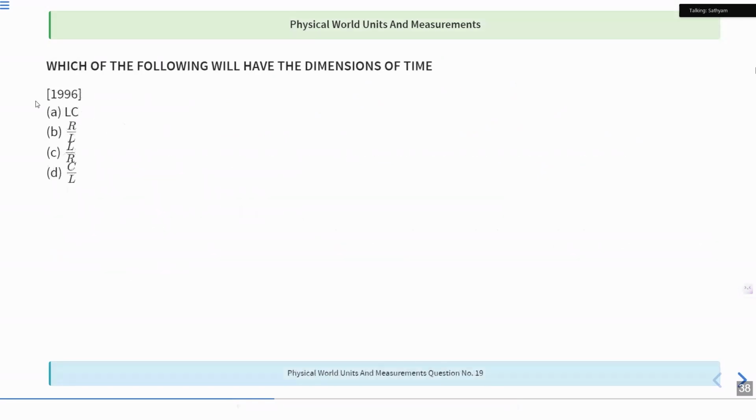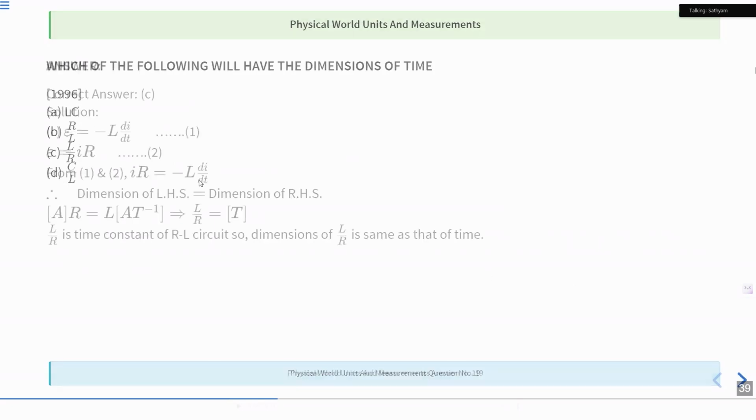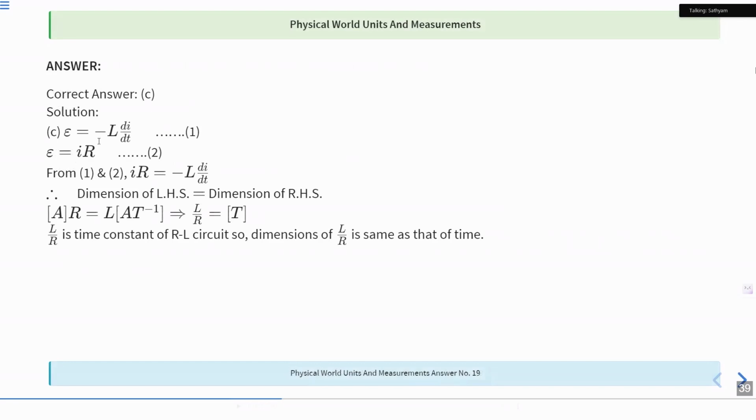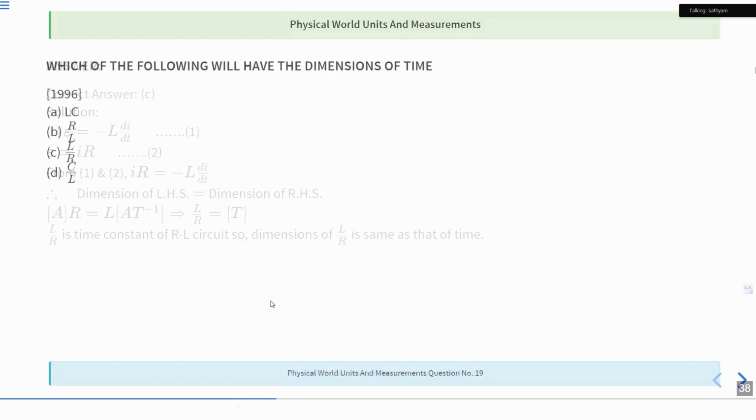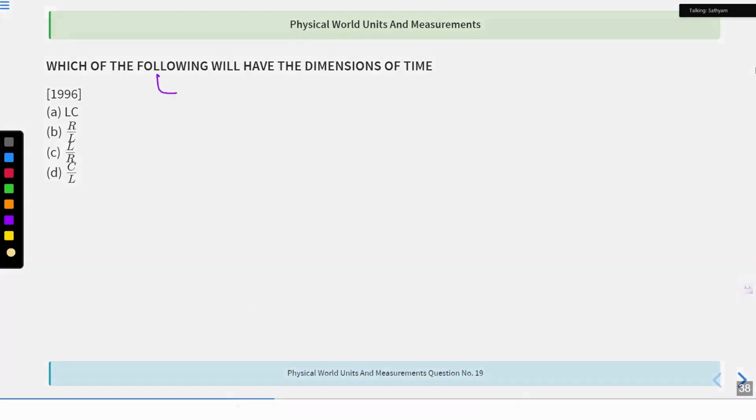Moving further, which of the following will have dimension of time? LC, R upon L, L upon R, or C upon R. Among these options, you will have iota R, then IR is equal to minus L. So in an RL circuit, that is L by R.